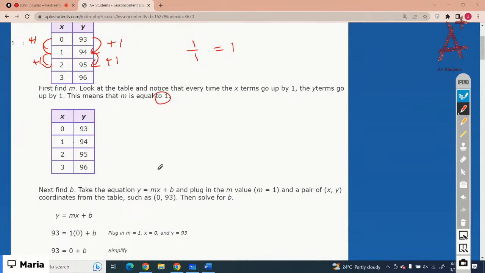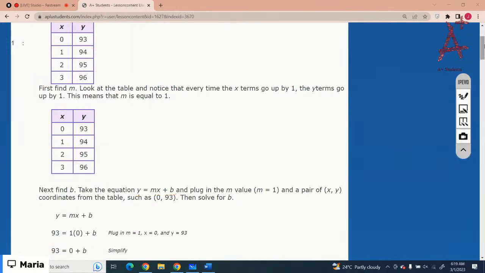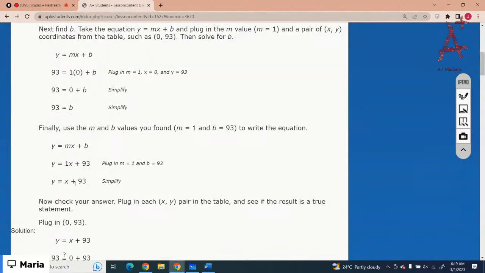Got it? Okay, now you have to calculate y equals mx plus b. Use any of the points, like here you have 0, 93. Y equals mx plus b. This is y, 93. Slope here we have calculated 1, and x is 0, plus b. So it would be b equals 93. Got it? So the equation is y equals x plus 93.